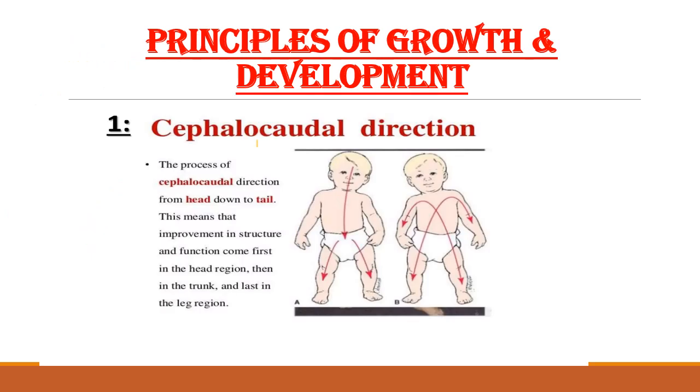First one is cephalocaudal direction. Cephalo means head to tail. Growth will be in a head to tail direction, that is, increasing the length. The process goes from head down to tail. This means improvement in structure and function comes first in the head region, then in the trunk, and last in the leg region. That is cephalocaudal direction.